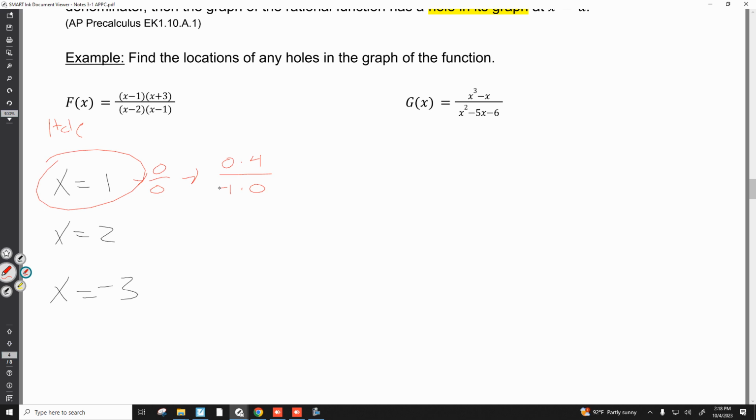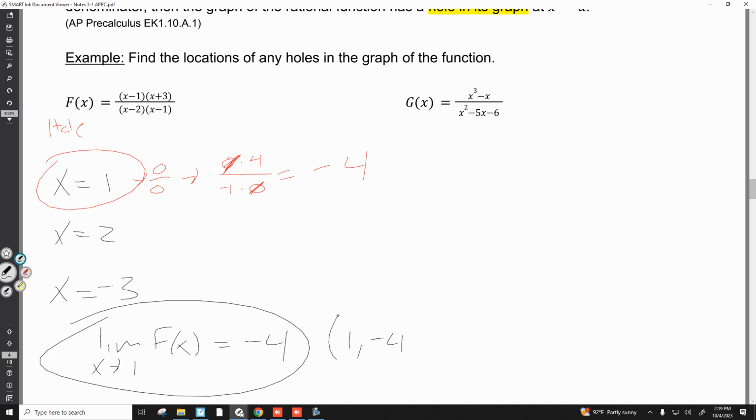If you have these values that have value and aren't 0, you could say, well, I can cancel those zeros. And I get -4, which is telling me if I approach 1, my function approaches -4. This is a hole, and that's the location. You are responsible for using limit notation to find locations of holes. In the past, you guys just listed off the point. You have to do limit notation. Depends on the question.